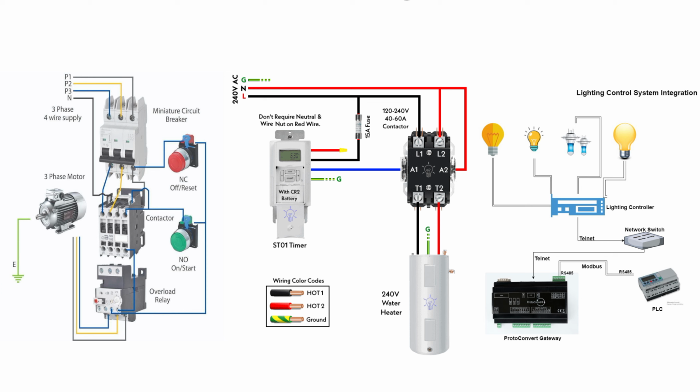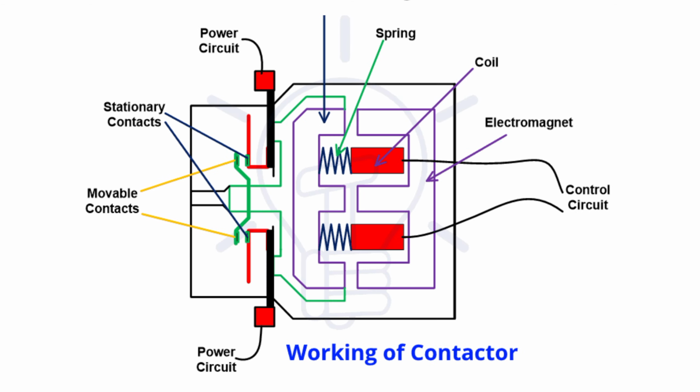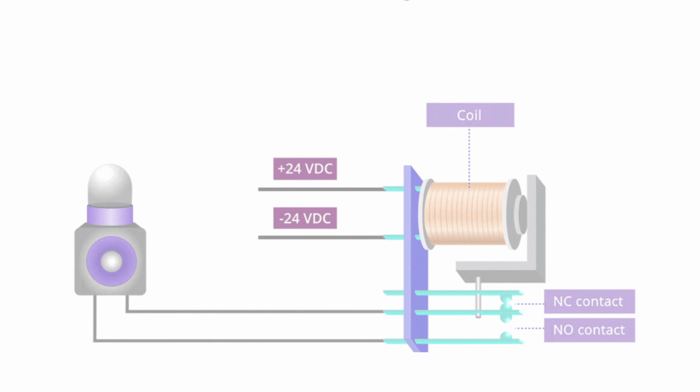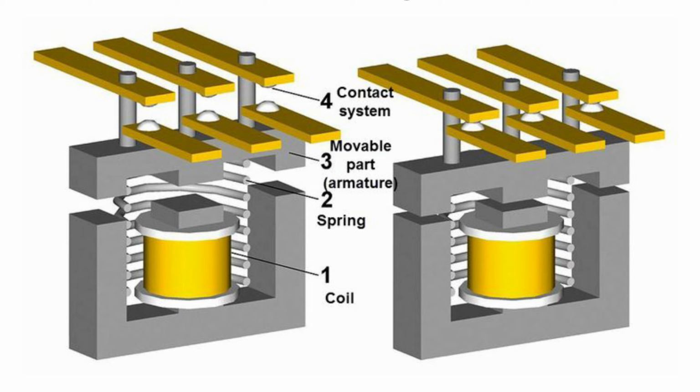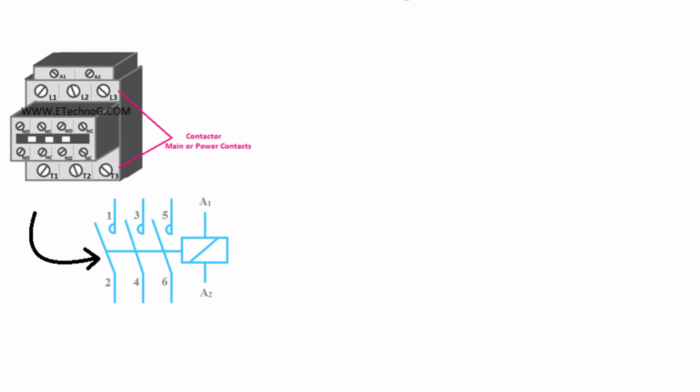So, how does a contactor work? The core principle is the conversion of electrical energy into magnetic force. When the current flows through the coil, it creates a magnetic field that pulls an armature, which in turn closes the main contacts to supply the power to the load. So in this way, the contactor works.